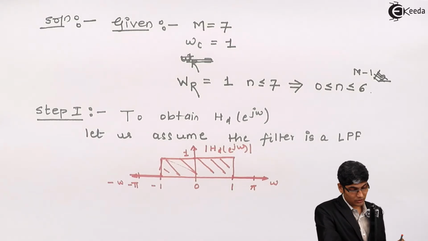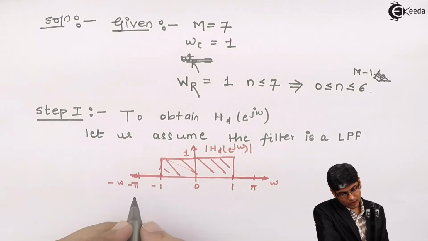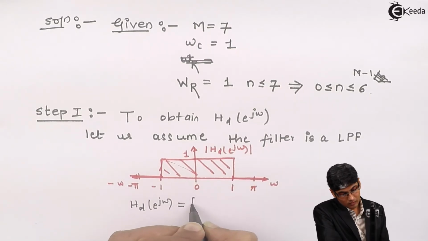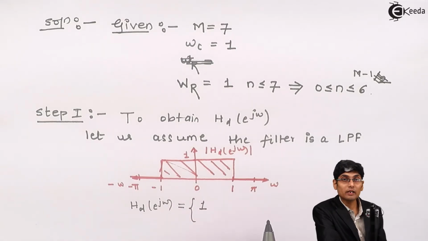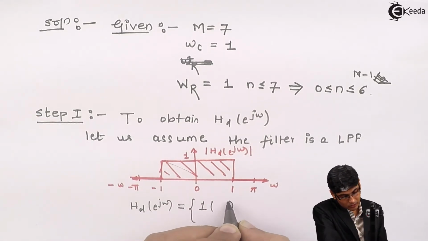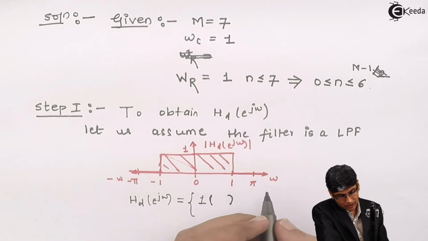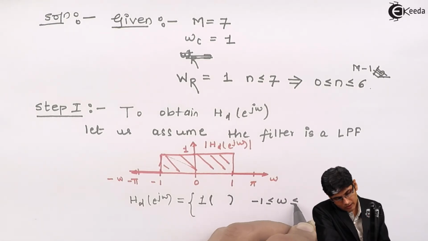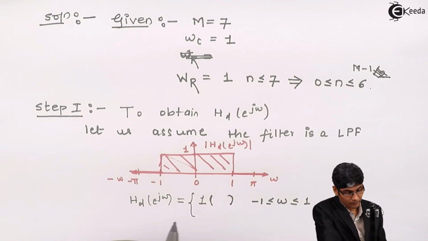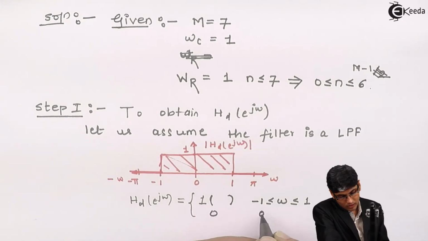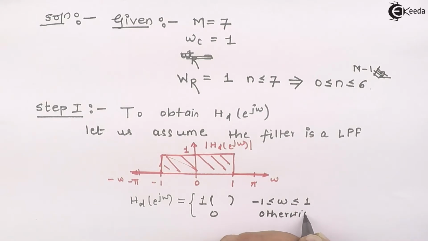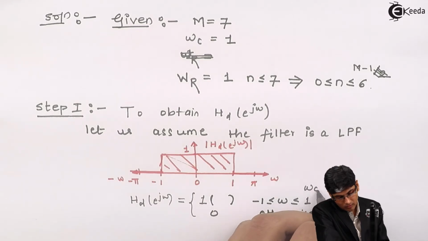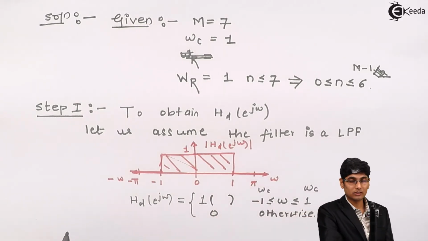Okay, so what will be my Hd of e raised to j omega from this? The Hd of e raised to j omega will be 1. I don't write anything right now here, but it's not complete. From minus 1 less than or equal to omega less than or equal to plus 1, and it's 0 otherwise. That is understood to be from minus pi to plus pi, where omega 1 is my omega c, that is the cutoff frequency.